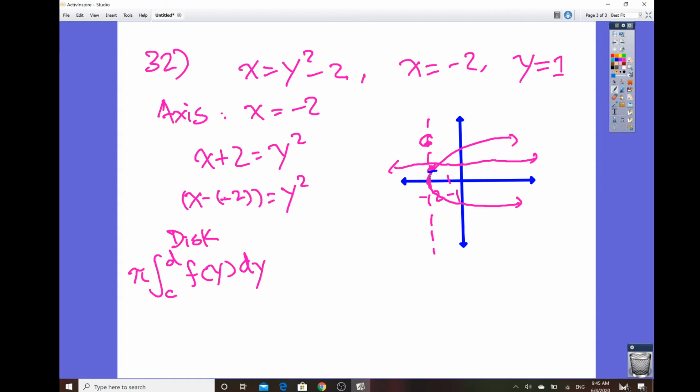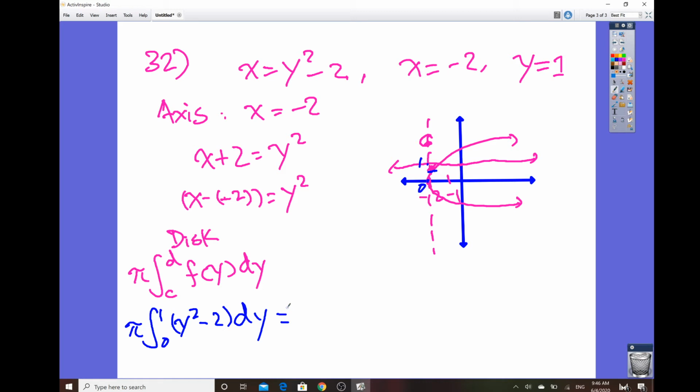And also the lower bound and upper bound, as you can see here, are from 0 to 1, according to the point of intersection right here. So it's bounded by the line and the curve. So pi times the integral from 0 to 1. f of y would be y squared minus 2, and then times dy. And then from here, we just want to integrate it.